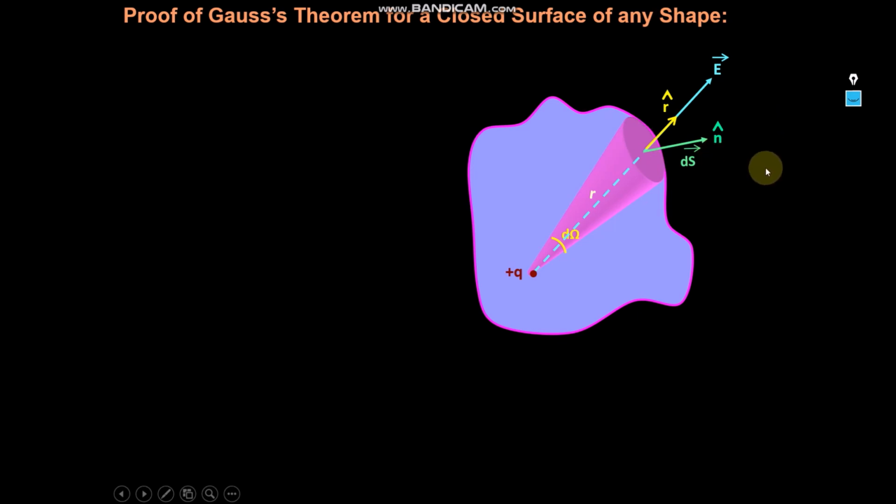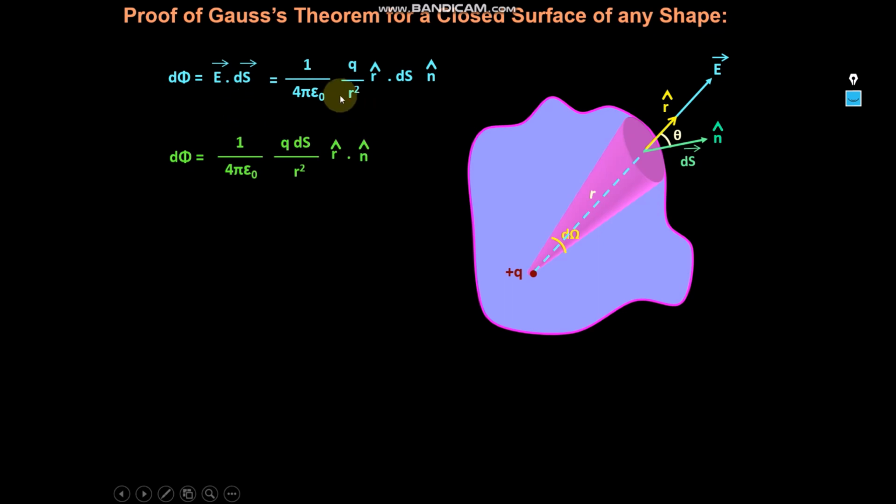Now the angle between this and this is how much? Theta. The angle between ds and E, sorry, or the unit vector r cap and n cap, is theta. Now you can see here d phi means not the total flux, but the flux for this surface area, equal to E dot ds, that is 1 by 4 pi epsilon naught q by r square. From where has this come? This has come from E dot ds, like Gauss theorem in the earlier case.